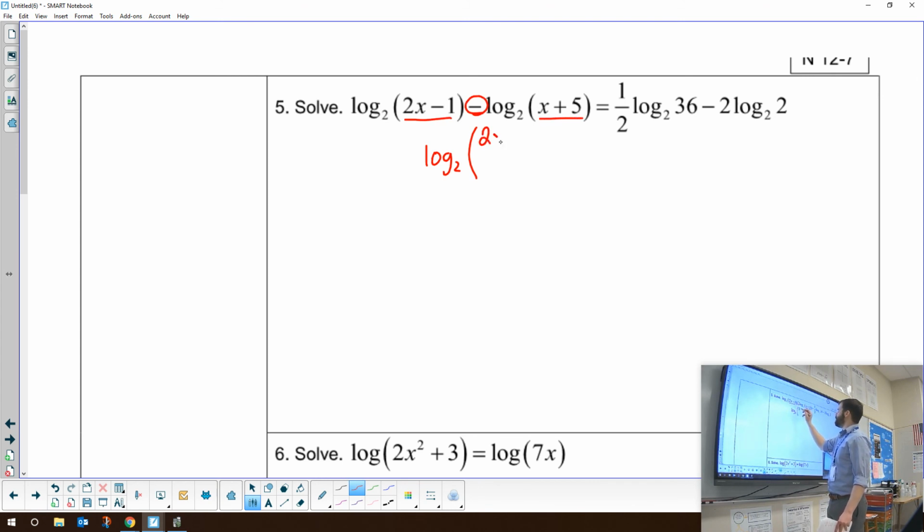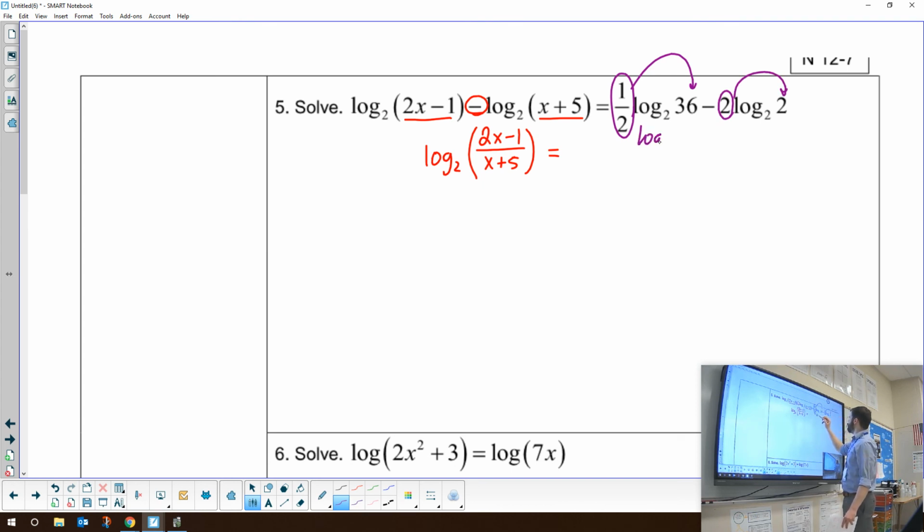So remember, we subtract here, we're going to divide. So it's going to be 2x minus 1 over x plus 5 equals, over on this other side, I do have some exponents that I need to move. So I need to move this one to be here, and I need to move this one to be here. So this turns into log base 2 of 36 to the 1/2, and this turns into log base 2 of 2 squared. Now, 36 to the 1/2, you can grab your calculator and plug that in, but I'm just going to tell you, 36 to the 1/2 is 6.